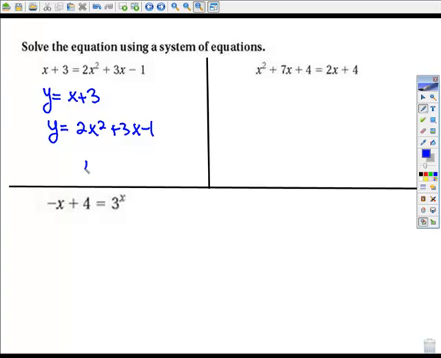So x equals negative 2, x equals 1. If you were to set this to 0 and either factor it or do the quadratic formula, etc., these would be your two values of x. Let's try it with these next two.